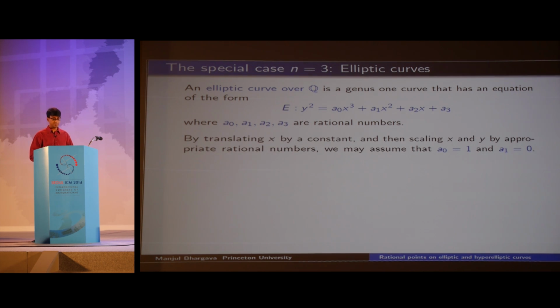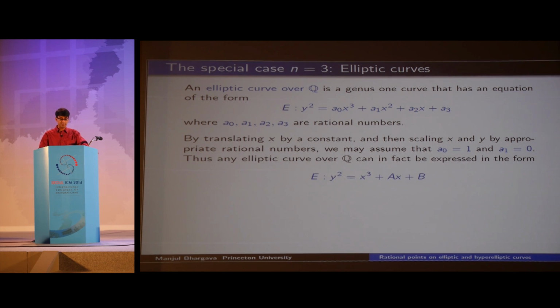We can simplify the expression of this elliptic curve E by observing that we can scale x and y, and we can also translate x by a constant. By translating x by a constant, we can get rid of the x squared term. And then if we scale x and y, we can actually get rid of the leading term, a0. And so we can assume in this equation that a0 is 1, and a1 is 0. And so the typical way that mathematicians often write elliptic curves over Q is just as y squared equals x cubed plus ax plus b. We've made the leading coefficient 1, and we got rid of the x squared term. So any elliptic curve over Q can in fact be expressed in the form y squared equals x cubed plus ax plus b, where a and b, you can actually assume they're integers by scaling x and y. So every elliptic curve over Q can be written as y squared equals x cubed plus ax plus b, where a and b are integers. And so we'll always write our elliptic curves that way.